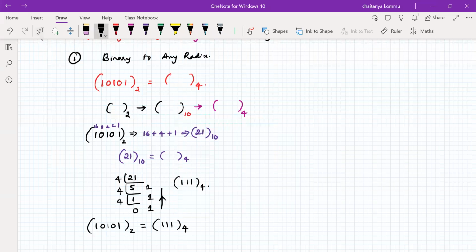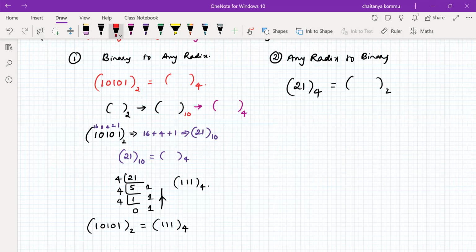So second alternative. Now I'm going to do any radix to binary. So for example, again, this one only we will do. 21 base 4 is converted into, for example, base 2. Directly it's not possible. So what I have to do, 21, you have to change the base to 10 and then again to base 2. From 10 to again base 2. So how do we do this one?